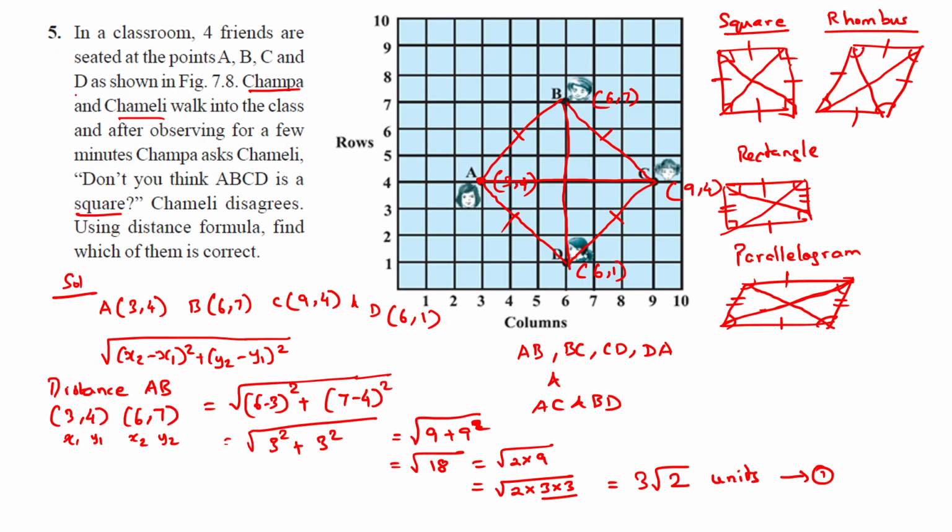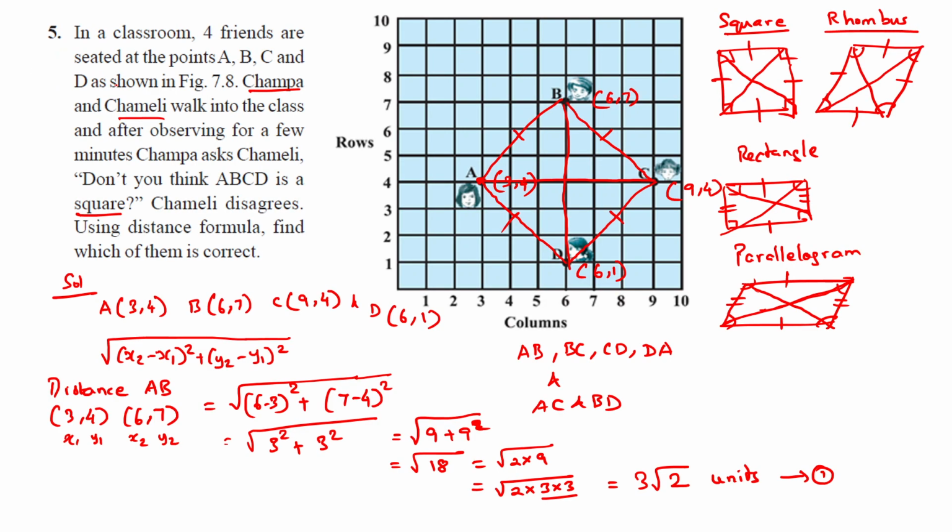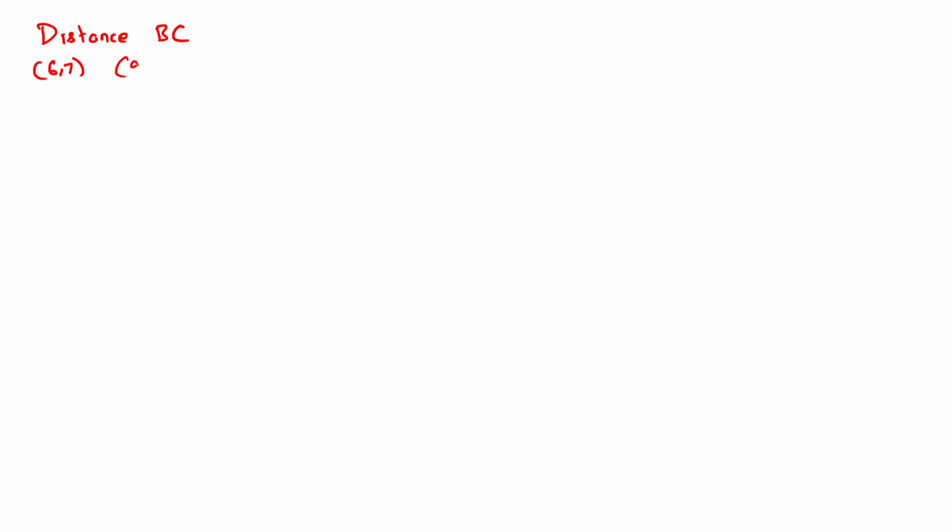Next, distance BC. So write the coordinates. What is the coordinate of B? 6, 7. Then what is the coordinate of C? 9, 4. This is x1, y1, this is x2, y2. What is the distance formula? Root of (x2 minus x1) whole square plus (y2 minus y1) whole square.